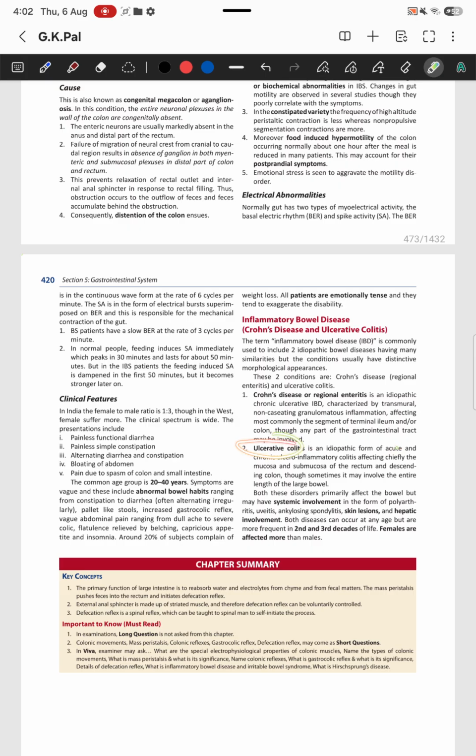Ulcerative colitis can be acute or chronic inflammatory colitis. It is colitis, so it is definitely inflammation of the colon. It affects the mucosa and submucosa of the rectum and descending colon. Sometimes it may involve the entire length of the large bowel.